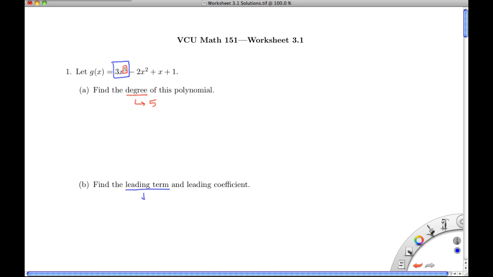In this case, the leading term would actually be 3x to the power of 5. And then the leading coefficient is just going to be the coefficient associated with that lead term. So here the lead coefficient is going to be 3. Now we're particularly interested in whether or not the lead coefficient is positive or negative, as well as if the degree is even or odd, because there we can make some predictions about the behavior of the curve.